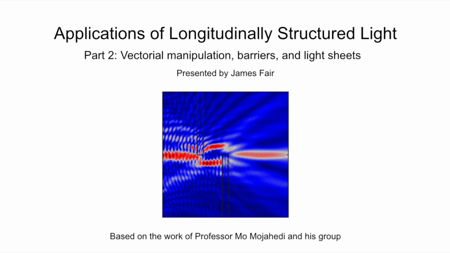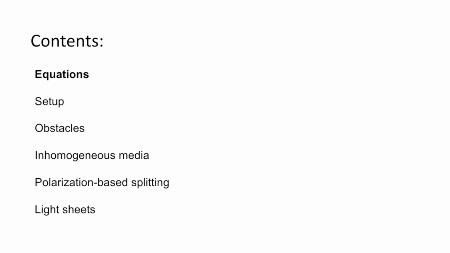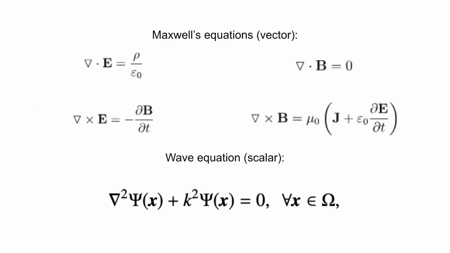Longitudinally structured light is light that is designed to change certain properties, like wavelength and orbital angular momentum, as it propagates through space. Light needs to follow Maxwell's equations, which govern its electric and magnetic field components. The scalar wave equation, which I discussed in a previous video, can be derived from Maxwell's equations in free space.